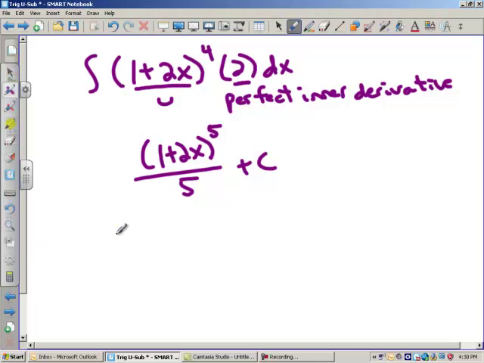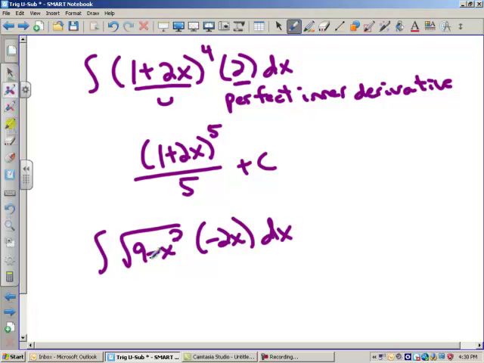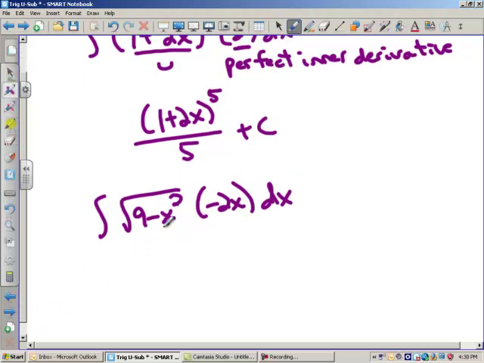Let's look at another one. What about the integral of square root of 9 minus x squared times negative 2x dx? Again, you don't have to go through all the u substitution. You can think about this as 9 minus x squared to the 1/2 power.